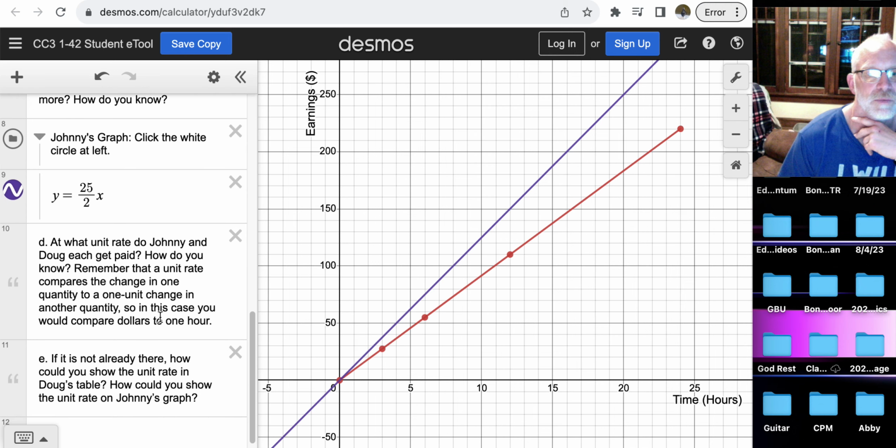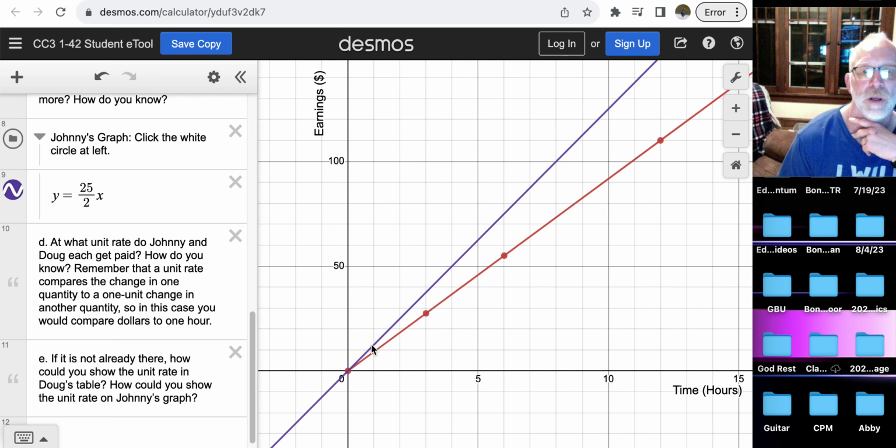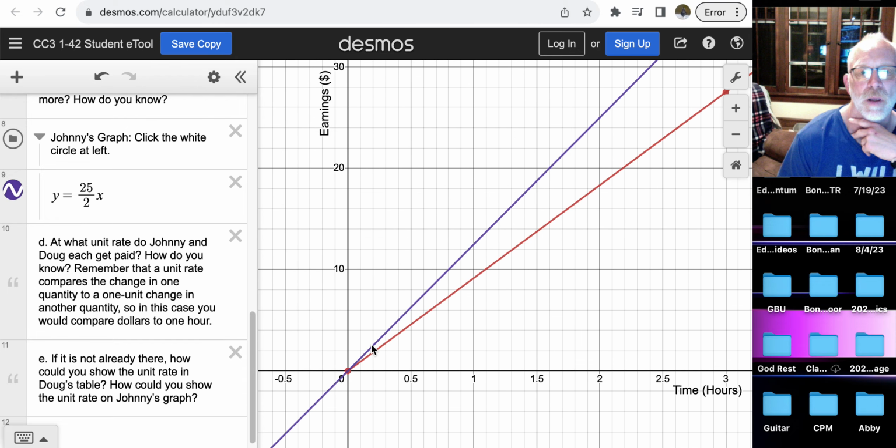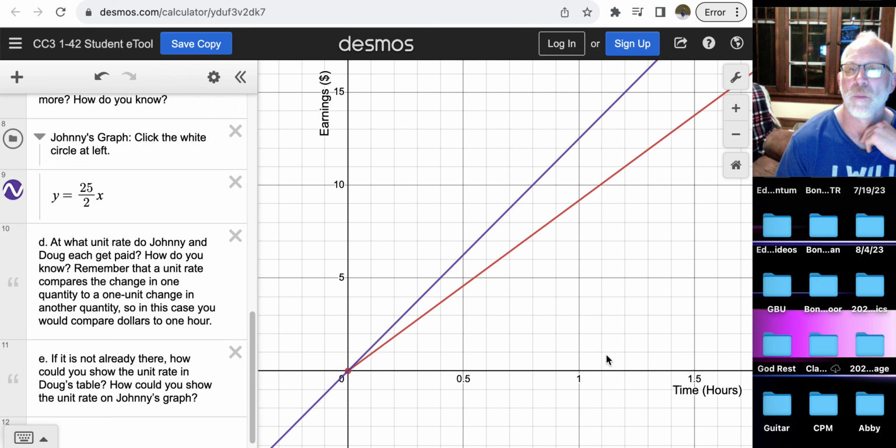At what unit rate do Johnny and Doug get paid? How do you know? Well, we could go into 1 hour. At 1 hour, it looks like Doug is here and Johnny is here. Okay, so it looks somewhere a little over $9 an hour for Doug, and it looks like it's 10, 11, 12, $12.50. That makes sense. 25 divided by 2 is $12.50.